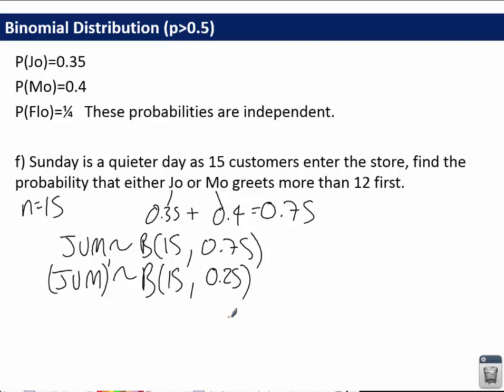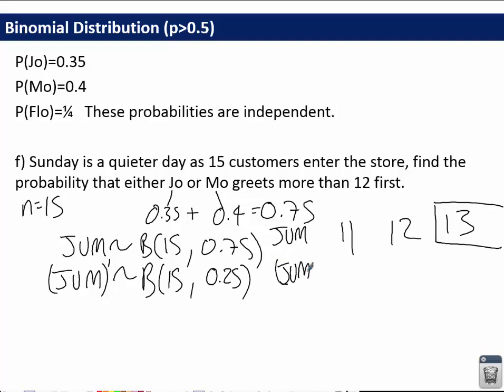Now, it's more than 12. So I'm going to write my numbers either side of 12: 11, 12, 13. It's more than 12, so not more than or equal to. So it's 13 or more. Now underneath, I'm going to do not Joe or Mo. Remember, these have to add up to your total, in this case n is 15. So this must be a 2, this must be 3, and this must be 4.